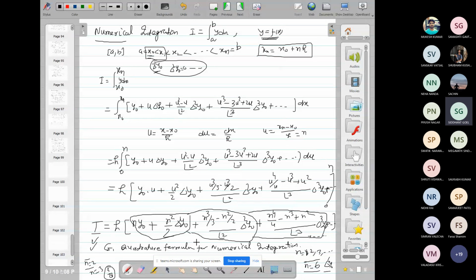So suppose we consider n is equal to 1, then in this formula how many terms do we require which are non-zero? Actually n equal to 1, only two values are given. So the polynomial will be of degree at most 1, so del y0 remains, the others will be 0. Then you see what the formula will be.